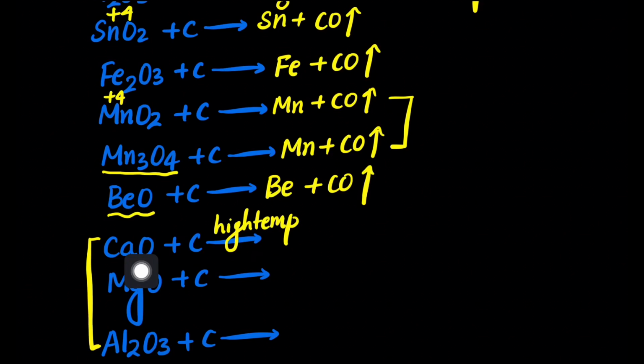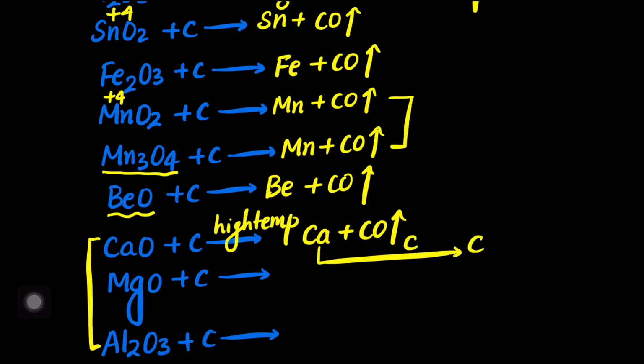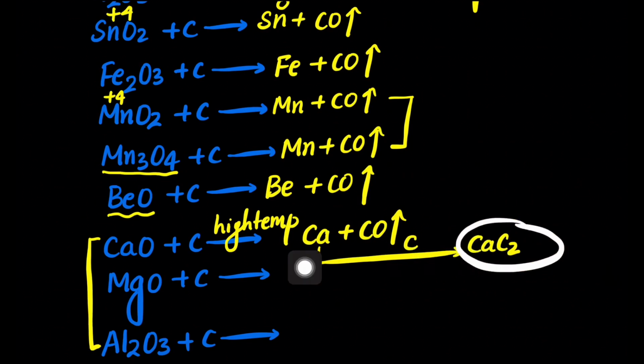So, due to that high temperature, if calcium oxide gets reduced to Ca and CO, then at that high temperature calcium reacts with carbon to form CaC2. So mainly you will get CaC2, that is calcium carbide. So this reduction is not economical or not feasible.